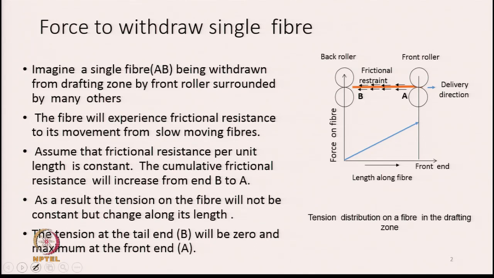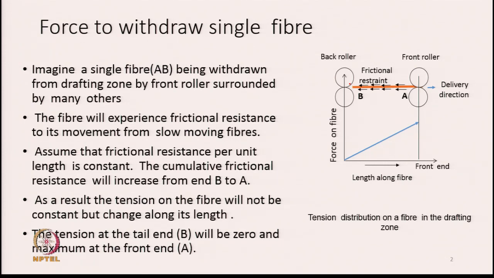If we assume that the frictional resistance per unit length is constant, which actually may not be true, but let us assume this, the cumulative frictional resistance will increase from end B to end A. So, we have a fiber here, the forward end is A and the back end is B. So, the frictional resistance will increase from tip to the tail part of the fiber, all right. As a result of this, what is going to happen?